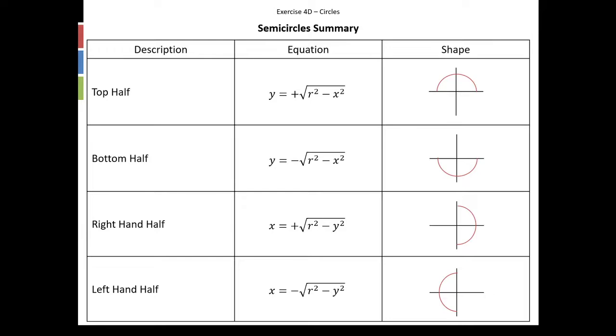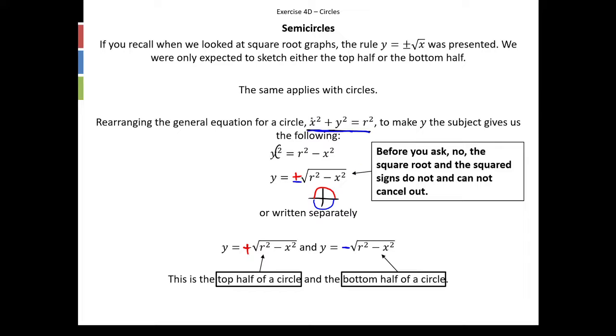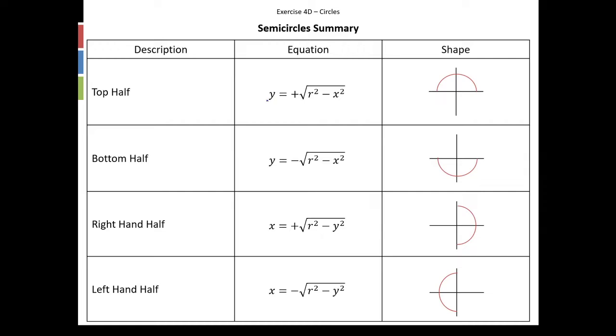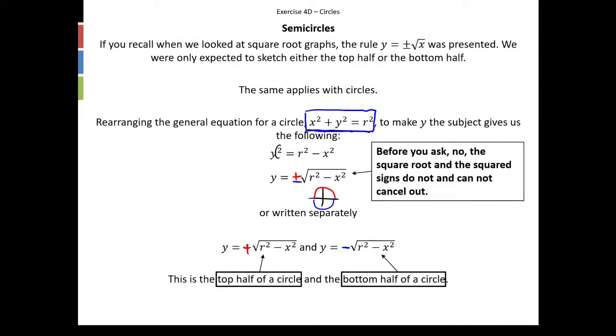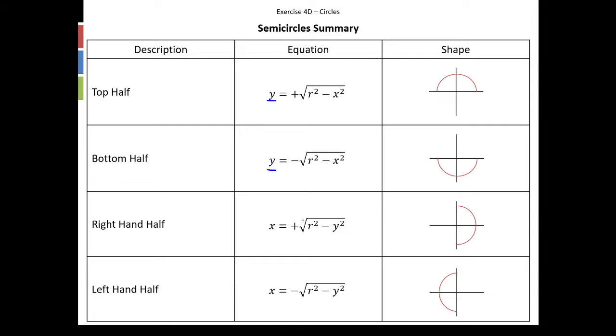If you rearrange that basic one here to make y the subject, and take the positive square root, we get the top half of the circle. If we take the negative square root, we get the bottom half of the circle. You could also rearrange the equation on the previous slide to make x the subject. We actually get the right half of the circle and the left half of the circle.